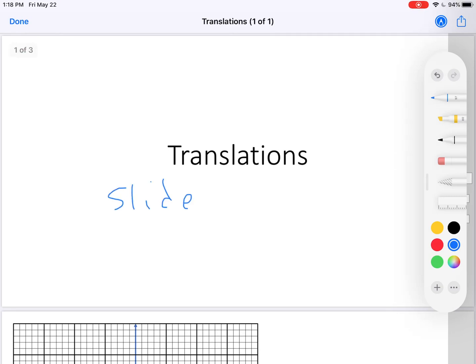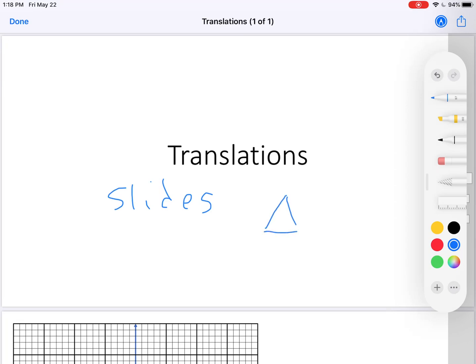Translations are slides. We're not going to change the size. We're not going to change the shape. We're not going to be turning things. We're not going to be flipping them over. All we are going to do is slide them from one place to another.